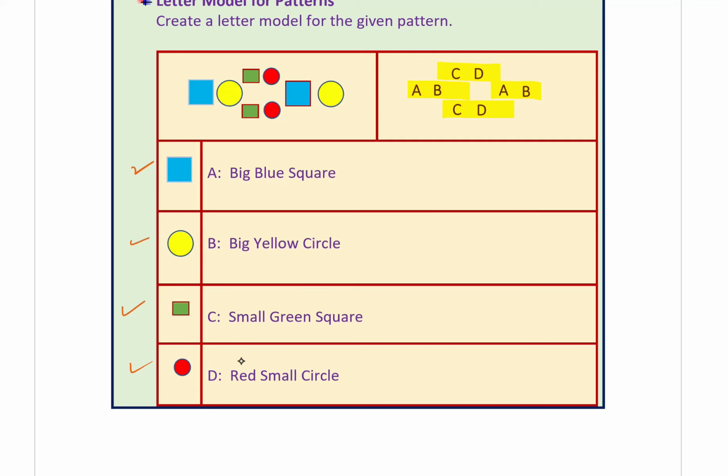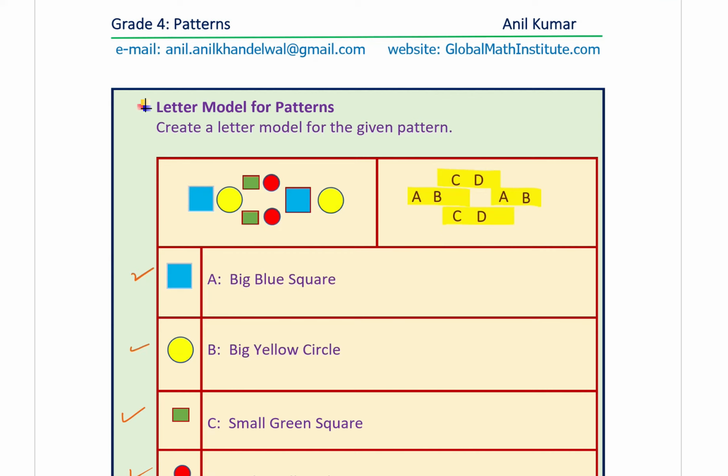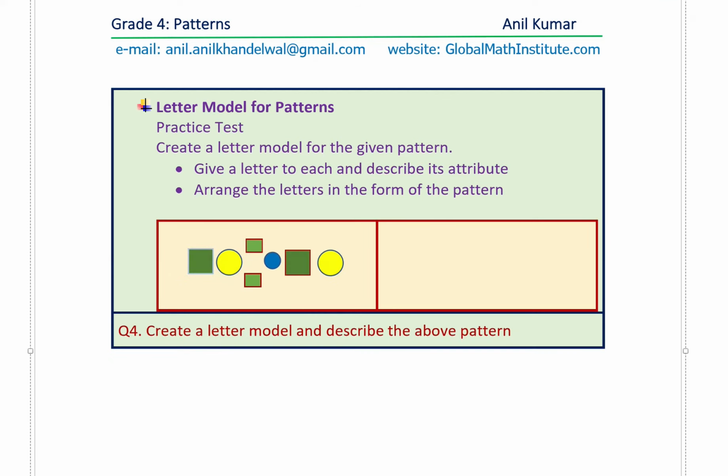Perfect. So with that in mind, I'll share with you a question which you could practice. So here is your question to practice. We have a letter model for pattern and this is your practice test. So you can actually pause the video now, copy the question and answer. Create a letter model for the given pattern. Give a letter to each and describe its attribute. That is the first step you're going to do. A, B, C, D for each and describe their attributes. That is color, size, shape, correct?